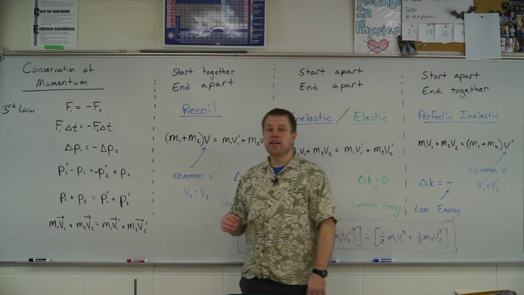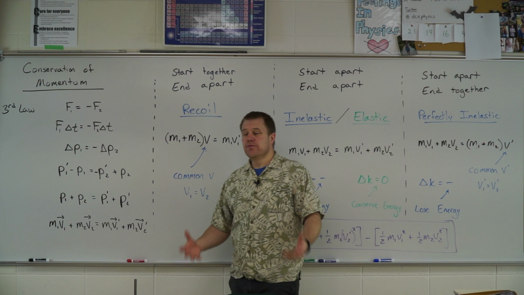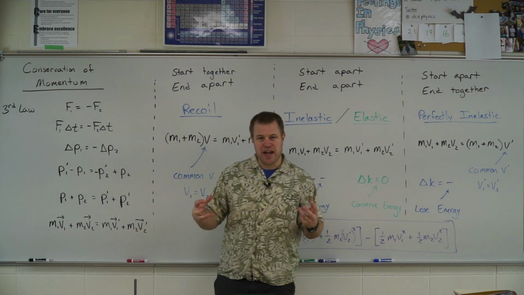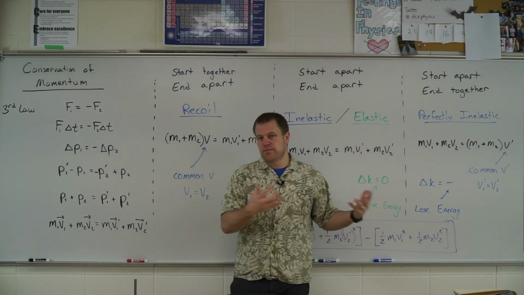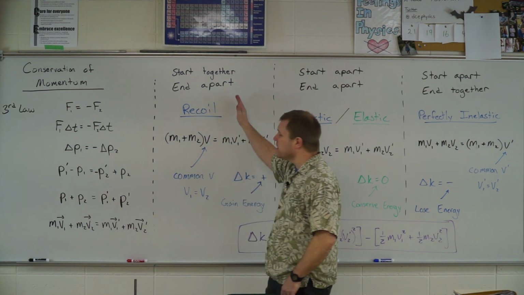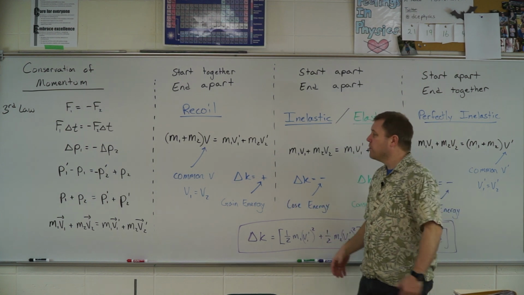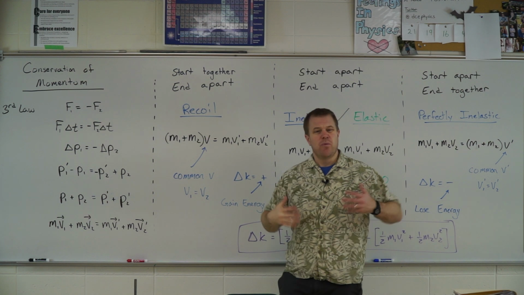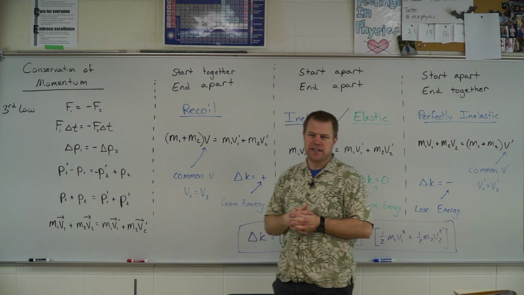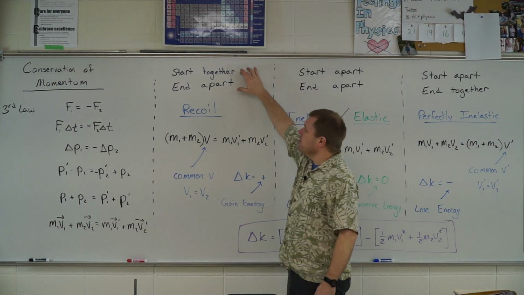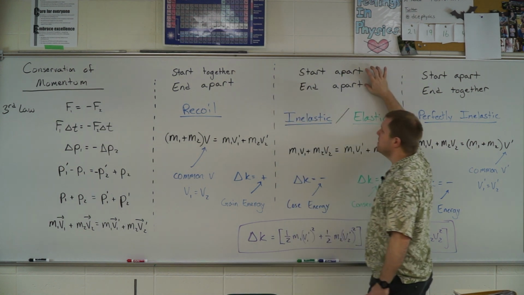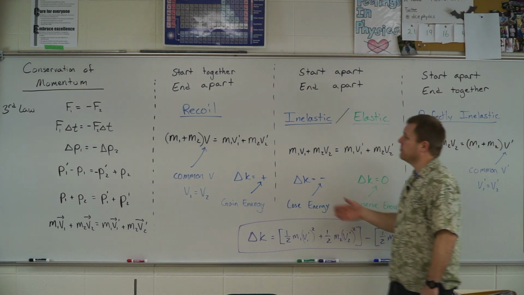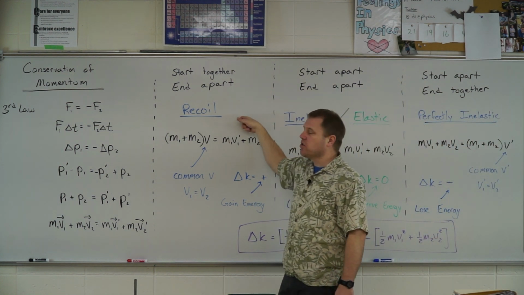All right, let's take a look at the four types of conservation of momentum. We're going to use this equation in every one. There's a slight variation for two of them, and there are some differences between them. So the first type we're going to look at is recoil. Recoil is whenever the two objects start together and end apart. We can do more than two objects, but we're going to just stick to two for this class. How they start and how they end is really going to be the determining factor between all of our types here. So if they start together, end apart, that is called a recoil.